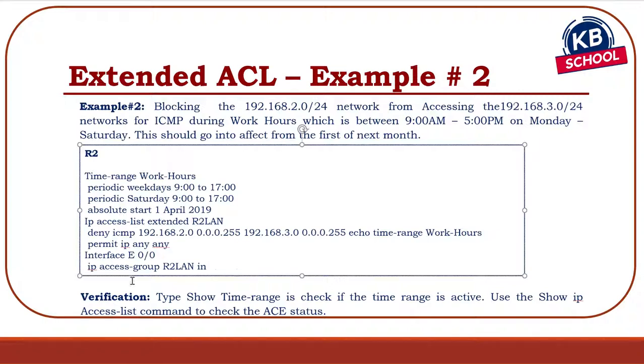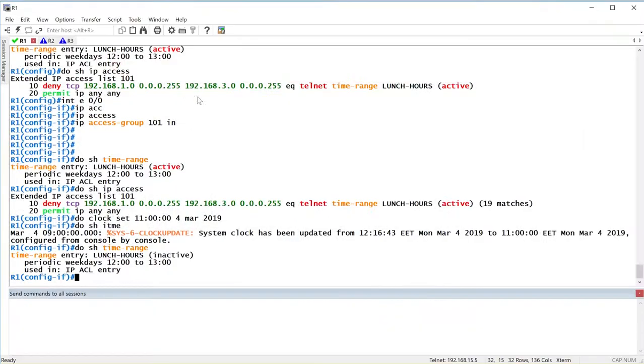So again, the objective over here, I want to deny ICMP during work hours from the 2 to the 3 network. I'll do it on R2. But don't forget, I need to apply it. The last time I forgot to apply it. This time around, just to show you that I can also use time ranges with a named ACL, we'll do it with the named ACL. Let's go to router 2 now.